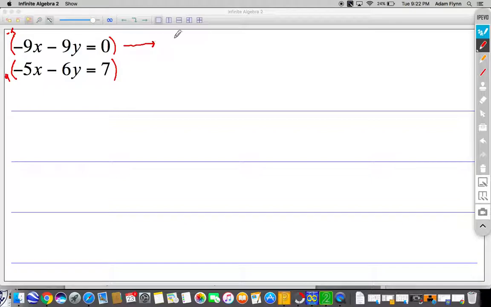So when I do that, for my top equation, I get 45x plus 45y equals 0, because negative 5 times 0 is 0. And for my bottom equation, I have negative 45x minus 54y equals 63.